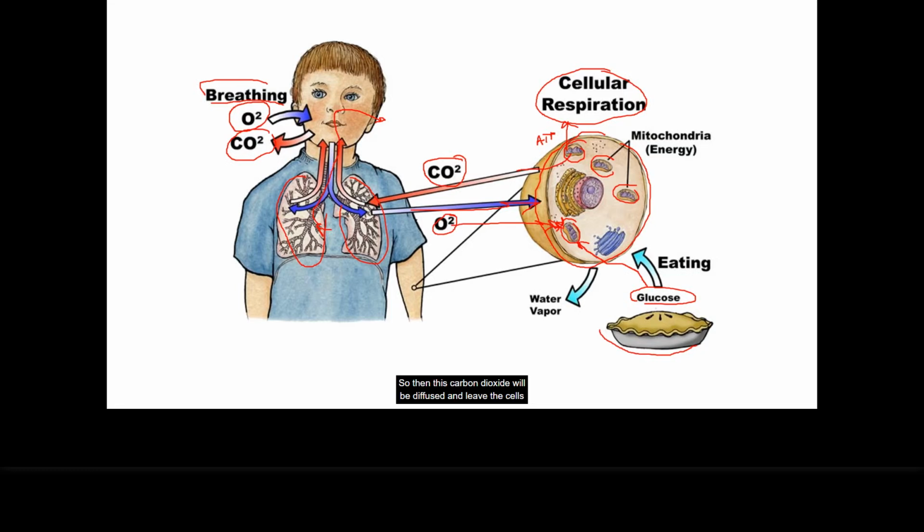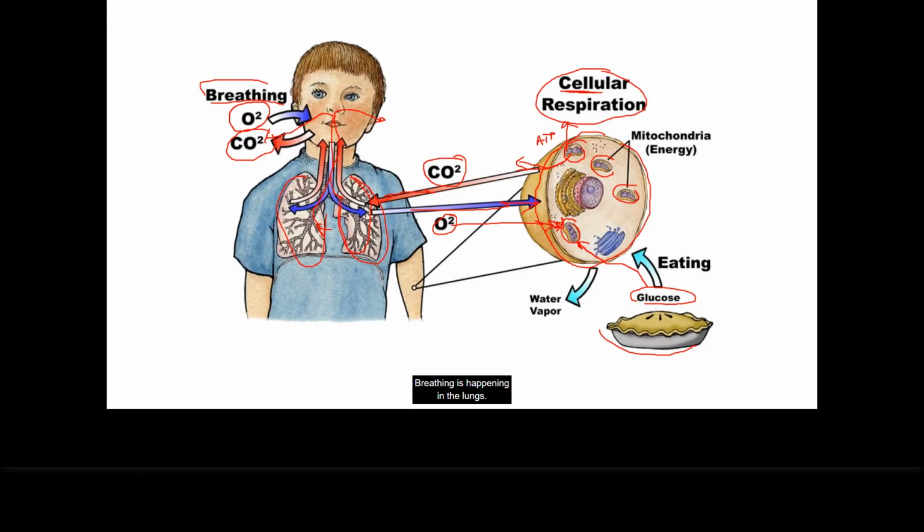So then this carbon dioxide will diffuse and leave the cells into the blood, and blood will deliver this carbon dioxide to the lungs, and from the blood it will move to the air in the lung, and we will exhale carbon dioxide. So this is what is happening in cellular respiration, inside of the cell, an exchange between oxygen and glucose, or food molecules, which will produce energy, water, and carbon dioxide.